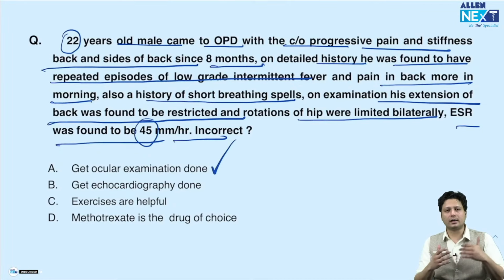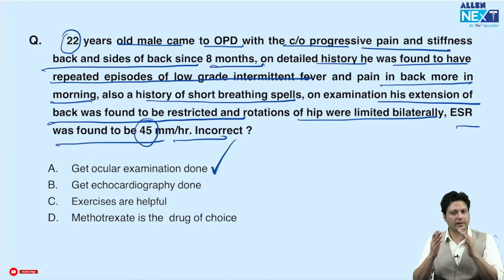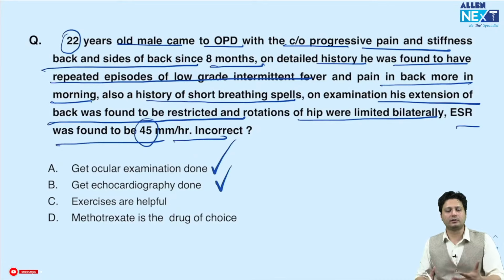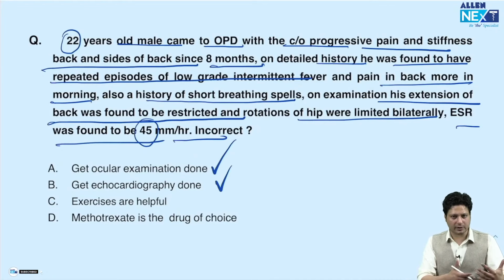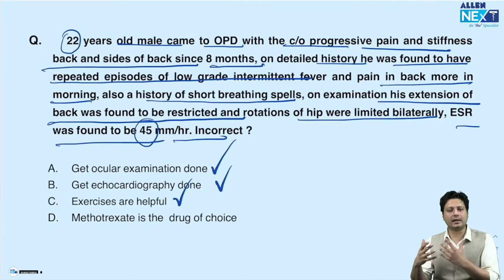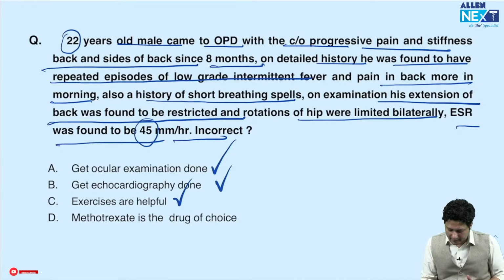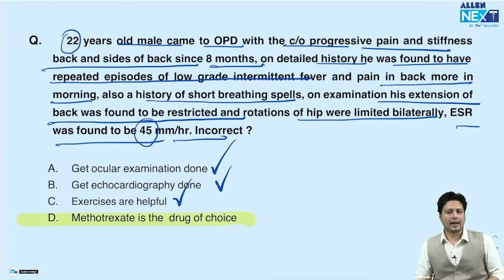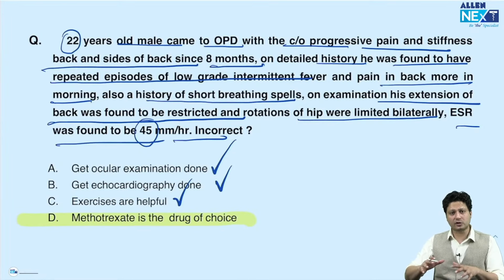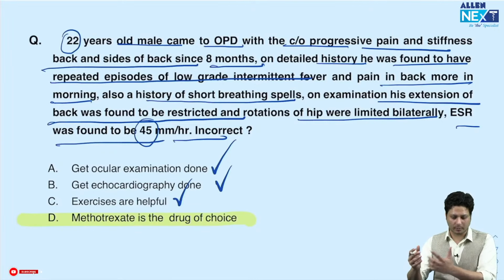Yes, get the ocular examination done because there could be a possibility of uveitis, which is very commonly associated with ankylosing spondylitis. Get echocardiography done. Yes, again, because there could be an aortic valve insufficiency. There could be a third-degree heart block that the patient could be suffering from. Exercises are extremely helpful in the management of an ankylosing spondylitis patient, and that too in the earlier stages of the disease. Methotrexate is never considered to be a drug for ankylosing spondylitis because it is not a seropositive spondyloarthropathy.